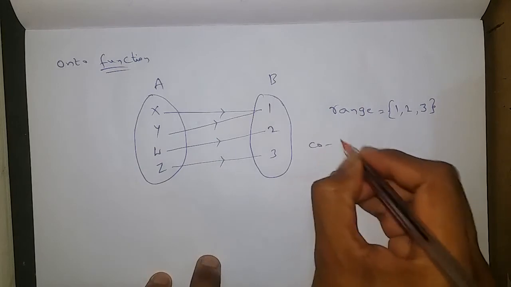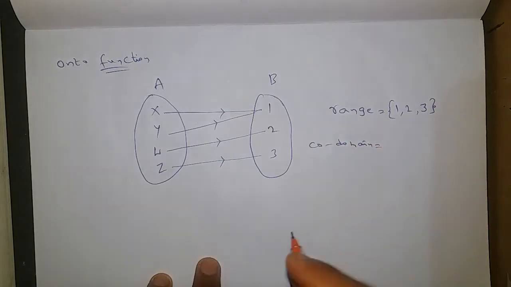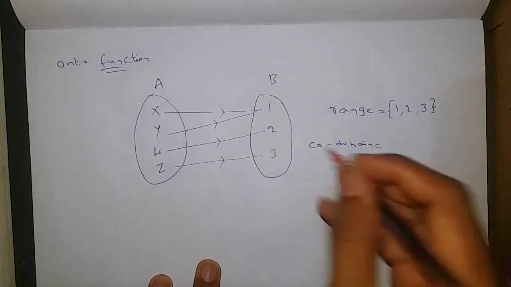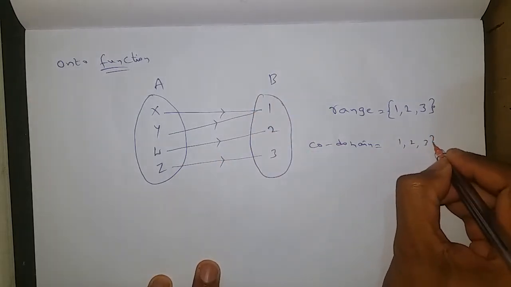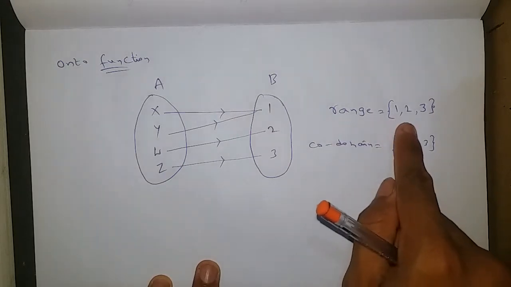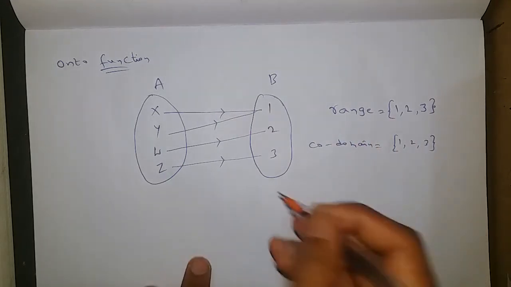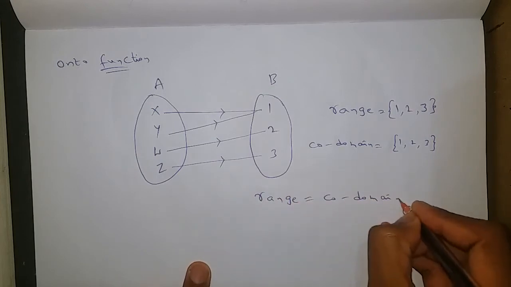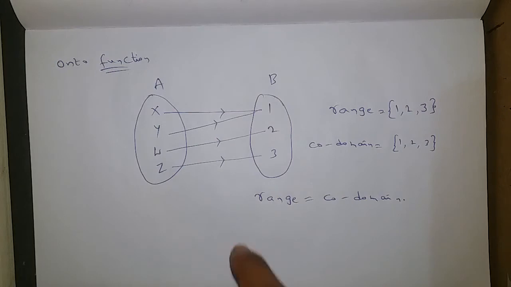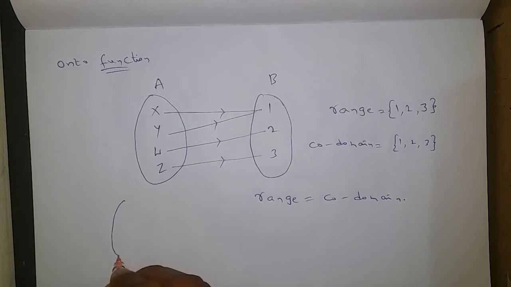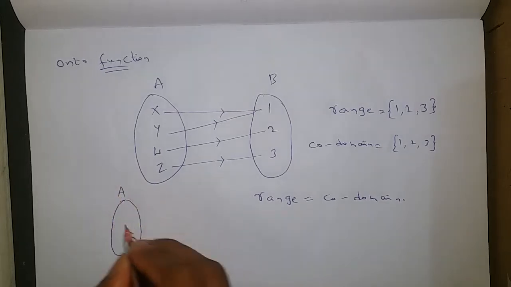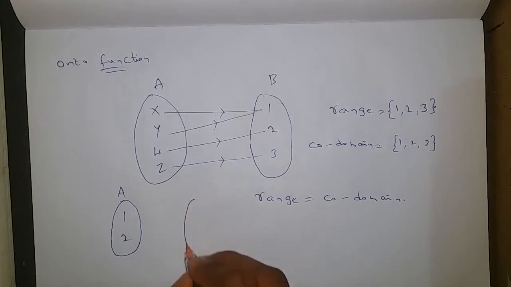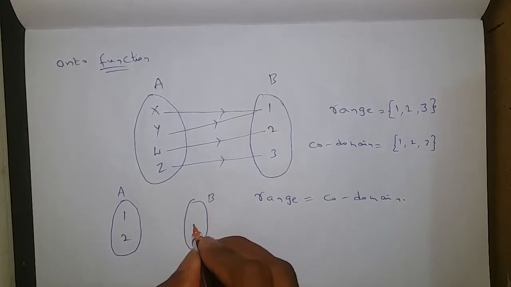Next, what is the codomain of the function? Codomain is nothing but the total set B, that is 1 comma 2 comma 3 again. So in this case, range 1 comma 2 comma 3, codomain 1 comma 2 comma 3. So range is equals to codomain. Then this type of function is called onto function. Let us check one more. Here I have set A with two elements 1, 2, and one more set B. I have only one element, that is W.